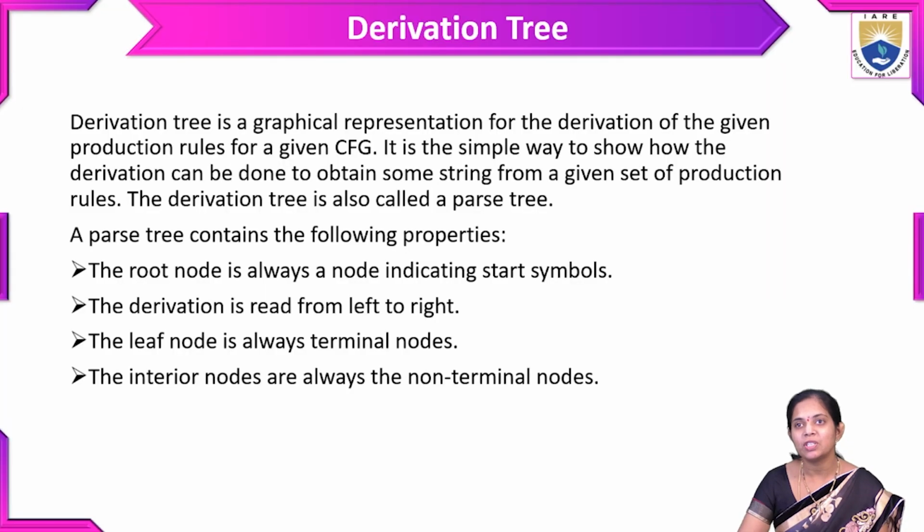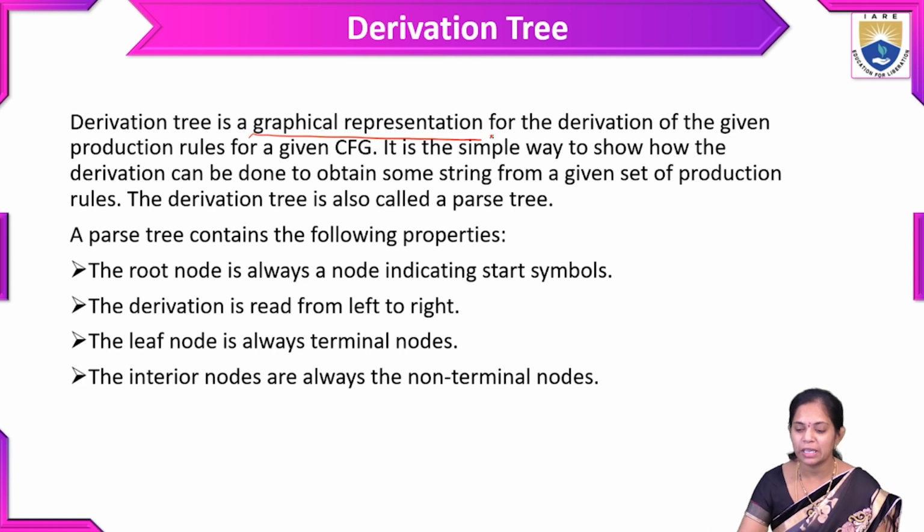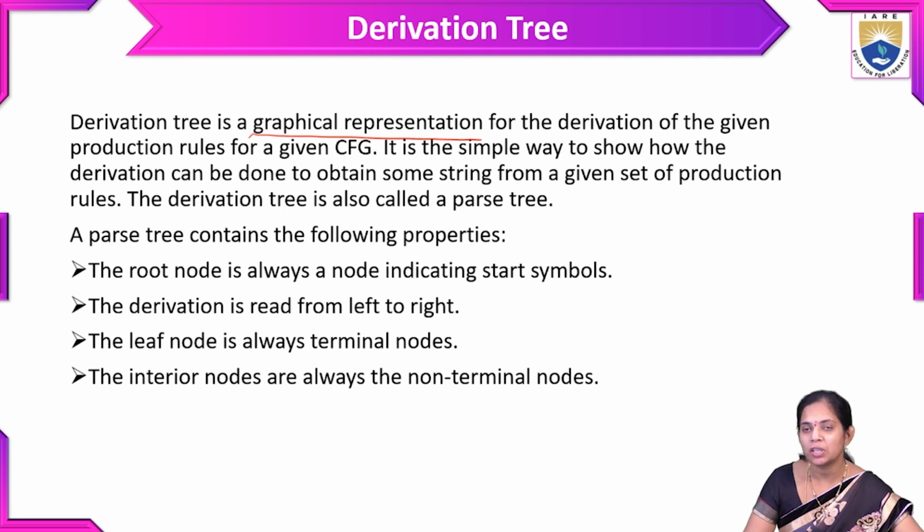What is meant by a derivation tree is nothing but a graphical representation for the derivation of the given production rules. In previous videos we discussed the production rules derivation. Here we have one input string, and we have to derive that input string from the production rules. How to derive it we have already discussed in the previous video, and now this is the graphical representation of the derivation.